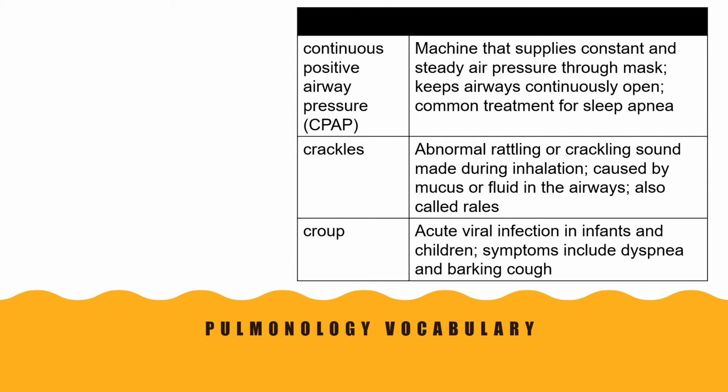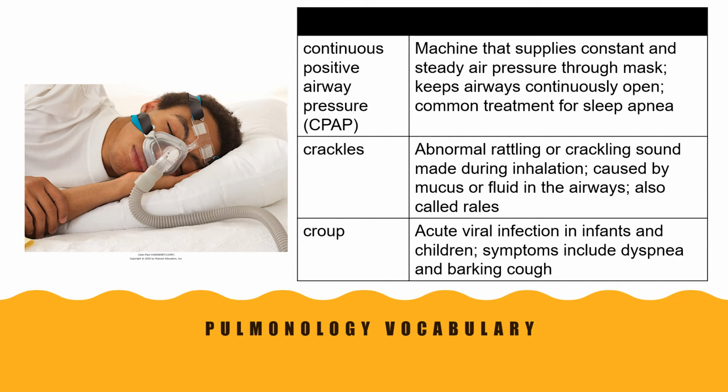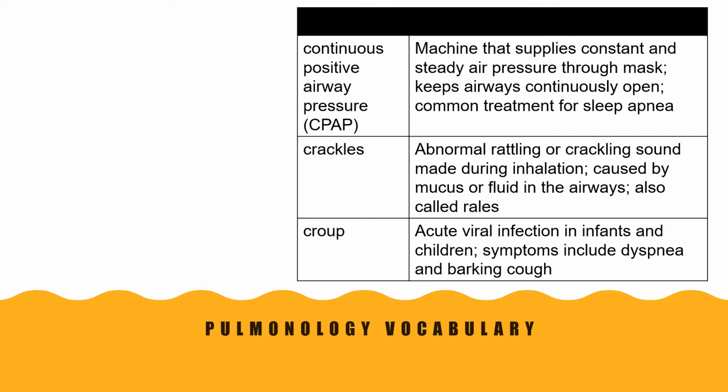Continuous positive airway pressure, or CPAP, is a machine that supplies constant steady air pressure through a mask, and this keeps the airways continuously open. It's often a common treatment for sleep apnea. Crackles is an abnormal rattling or crackling sound made during inhalation, and this is caused by mucus or fluid in the airways, also called rales. Croup is an acute viral infection in infants and children. The symptoms include dyspnea and a barking cough.